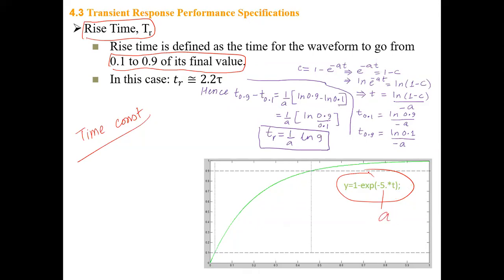So if I plot this, what is the time it takes to go from 0.1? What is my 0.1? Right here. What is my 0.9? 0.9 is here. What is the time it takes to go from here to here, from 0.1 to 0.9? This is the time, and this time is called TR, rise time.